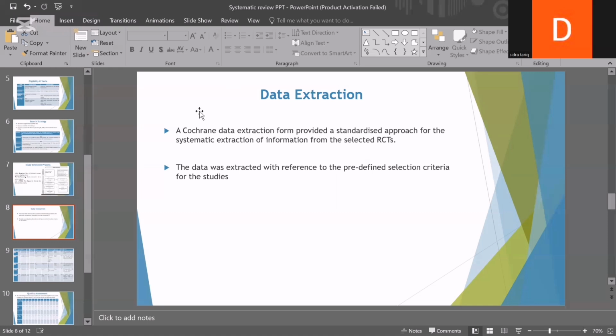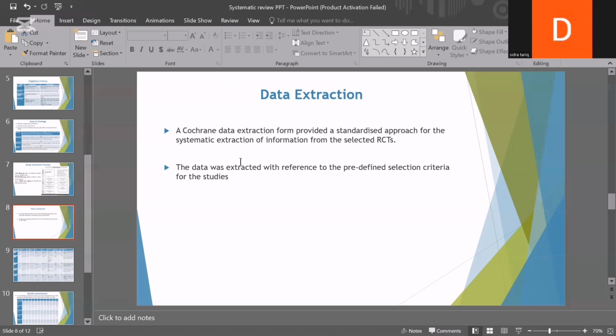And why are we using it? Because it is widely accepted throughout the world for the collection of information. Every single systematic review and meta-analysis uses this form, so it is highly valid and reliable for the process of data extraction. And so we are also using the same form for our data extraction process.